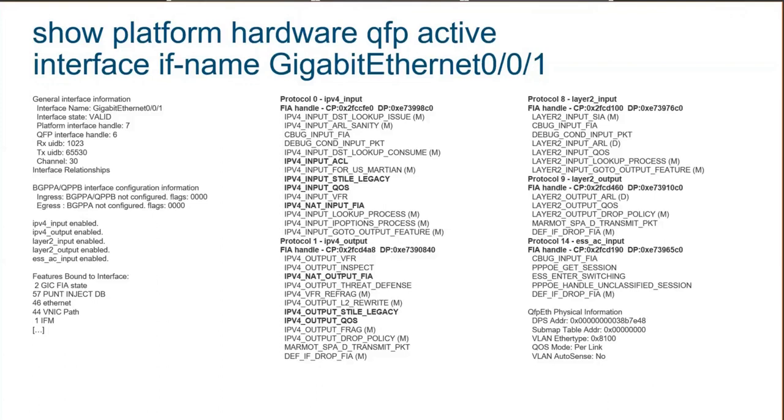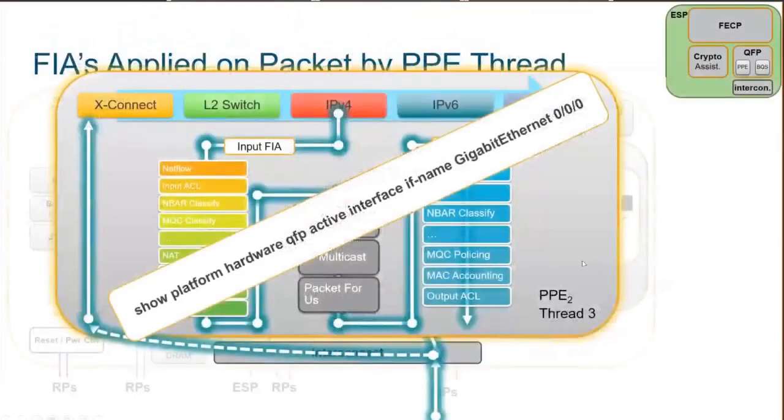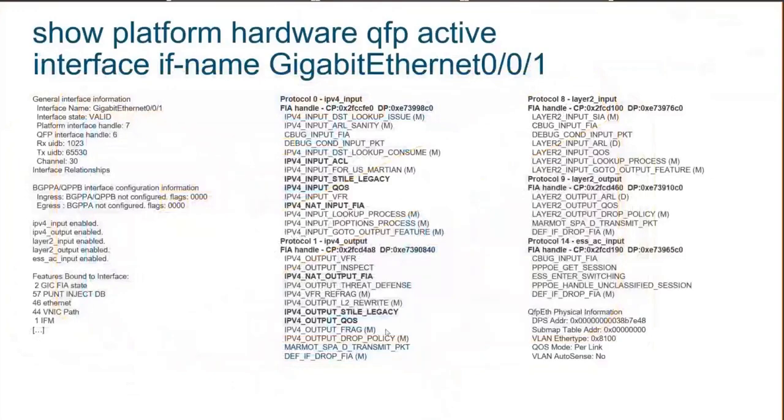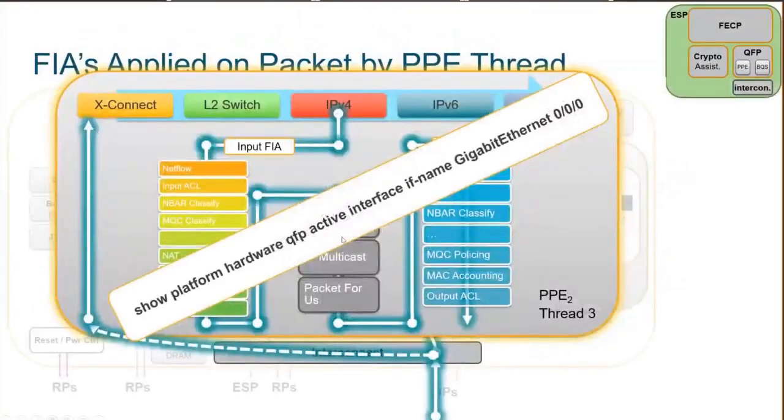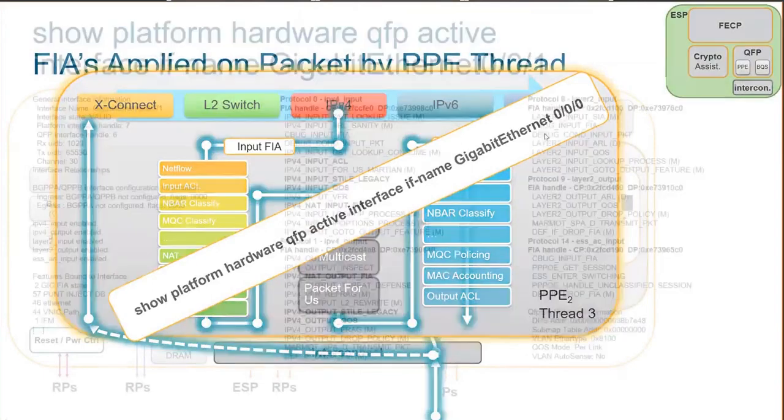Got it, right? That is how the feature invocation array works. Sir, are there any commands that we have to learn for all these processes? Yeah, this is the command. This command will give you the output that I showed in the next slide. This one. This command, show platform hardware QFP active interface. For that interface, if you see this one, it will give you the feature invocation array.